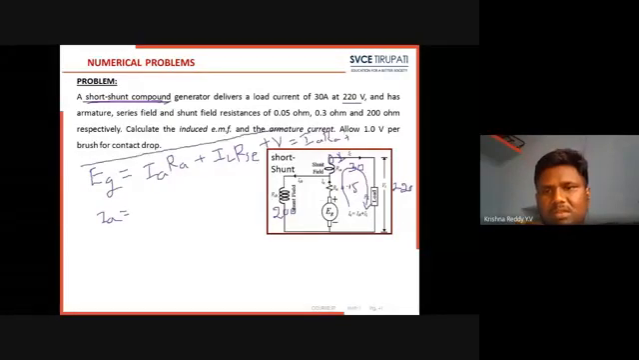Here in the problem, they have also given the brush contact drop. That's why we need to include plus the brush contact drop.